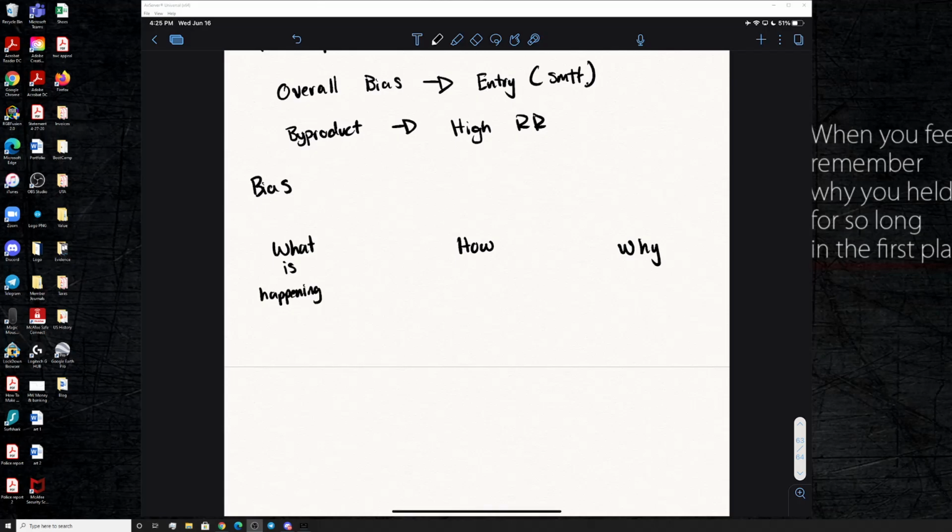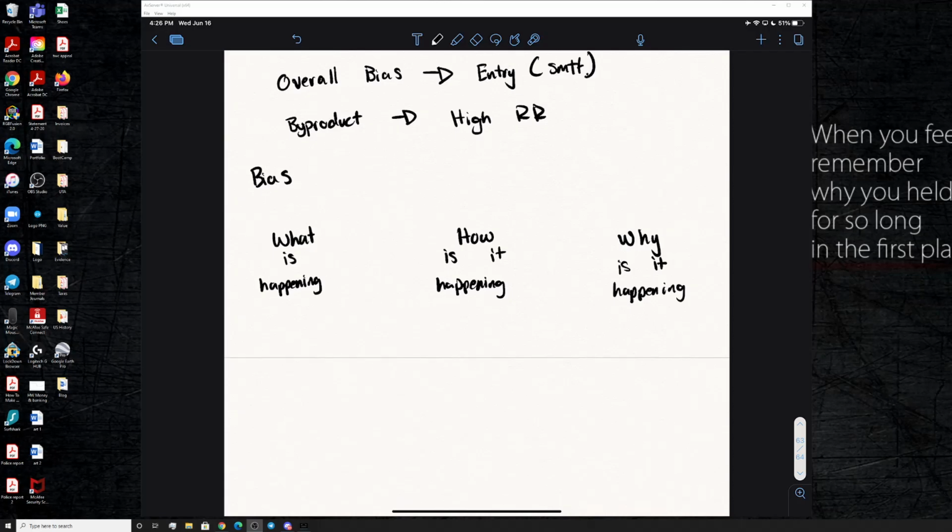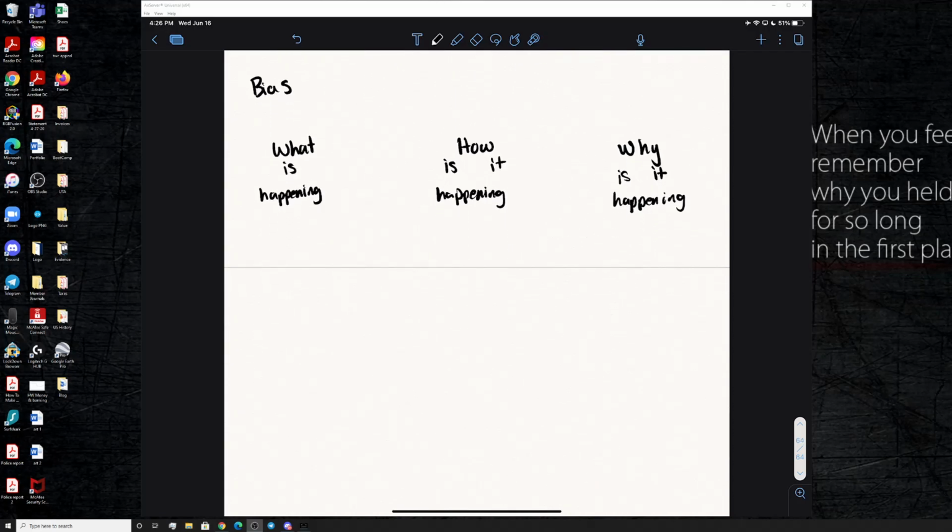By how is it happening. And as for why is it happening. Right, so these 3 questions, in terms of the meaning behind them, could vary, right? But just for sake of this video, I'm pretty much asking what is happening, right? When I'm looking at a chart, I am seeing what is happening in terms of direction. So when I'm dealing with direction, then what is happening?